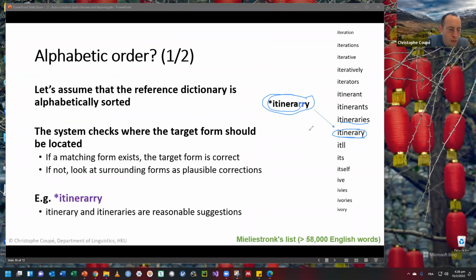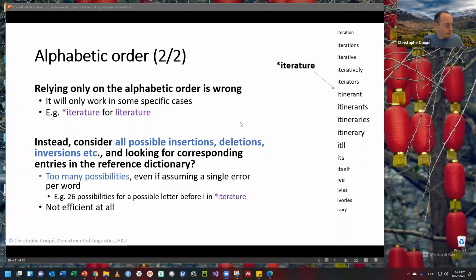But is it always that simple? I would argue, no, it's not always that simple. The list of words I'm showing you here is called Mieliestronk's list, and I'm quite sure you can find it easily online. It's just a big table of word forms, easy to download, and it doesn't take much space. The problem with my previous example is that if you rely only on the alphabetic order, you are bound to make mistakes. It works only in some specific cases.